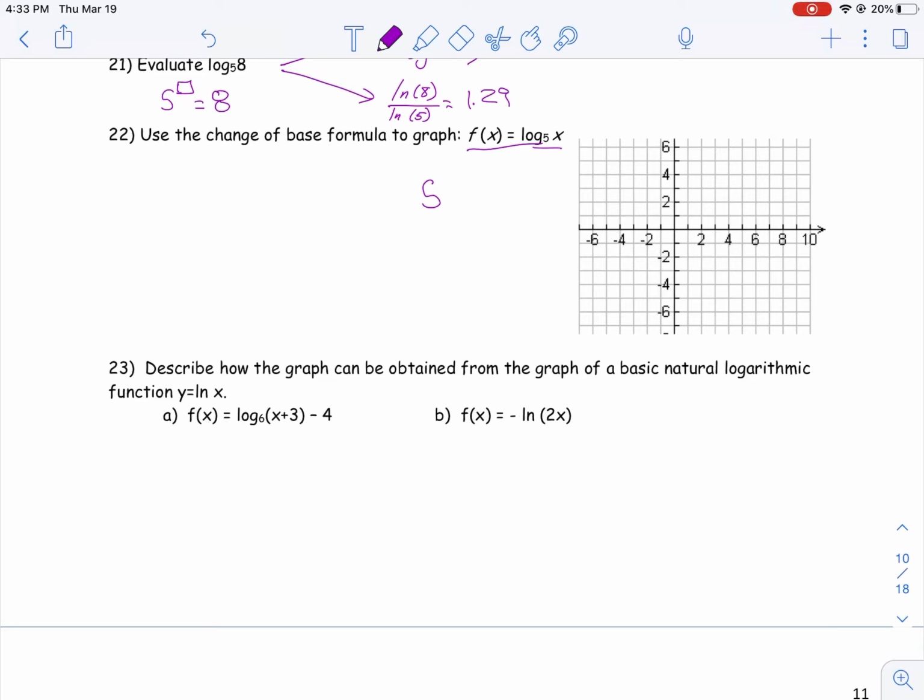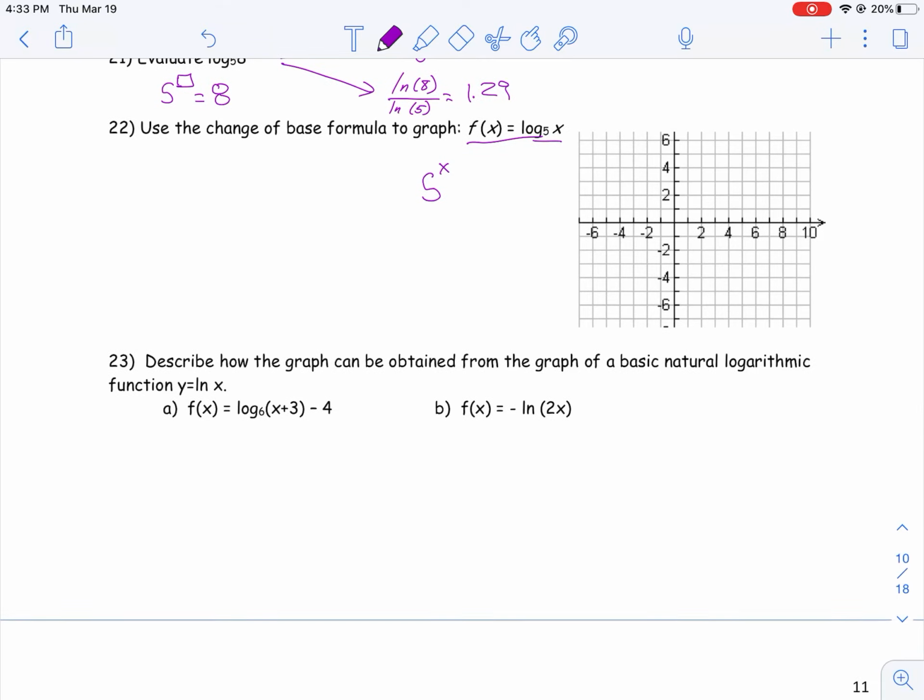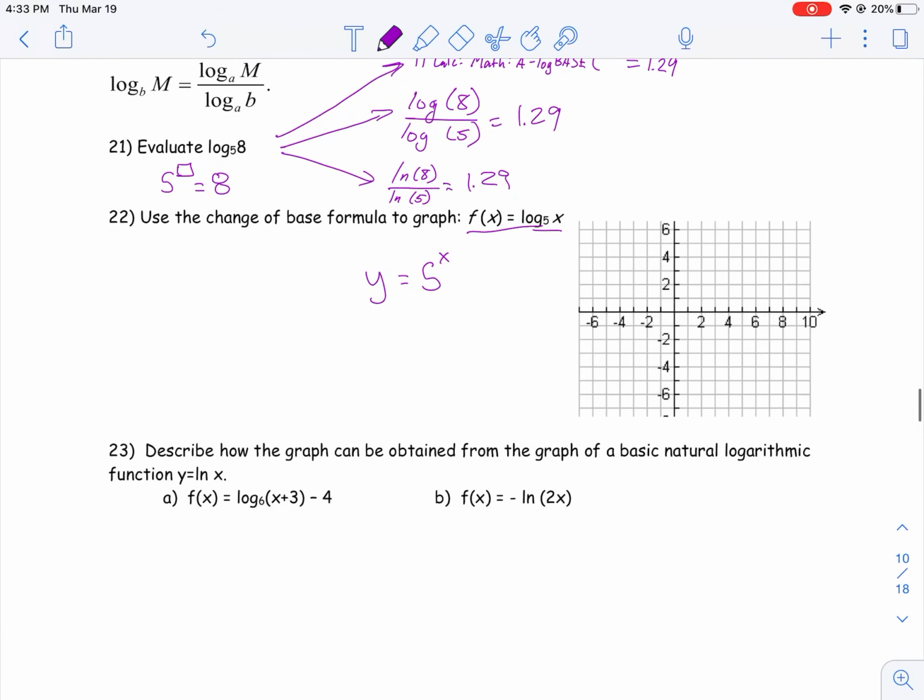I don't want to really convert it to an exponential equation. I want to think about what's the inverse of this function. That's really what I want to get at. What's the inverse? The inverse of this function is the exponential function y equals 5 to the x. And that should be easy for you to graph by now. You should know, okay, 0, 1, that's really about all I have to do.